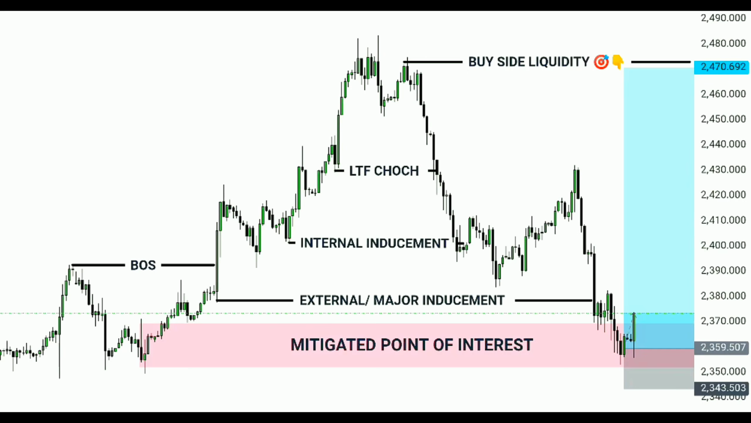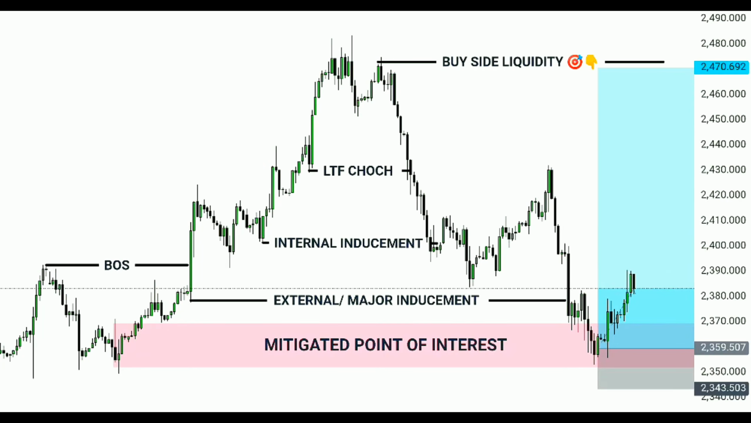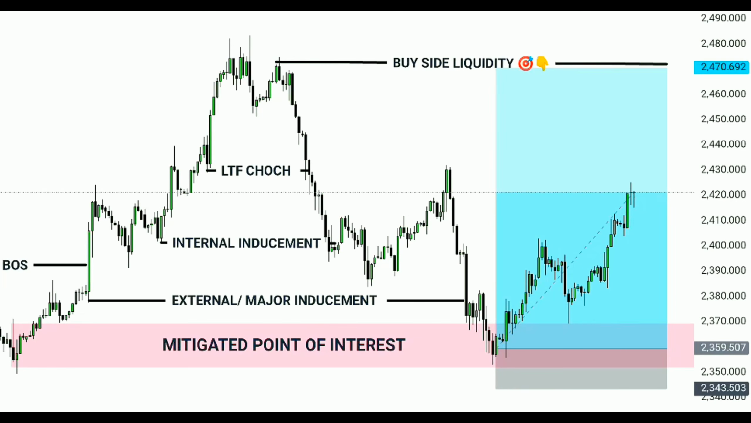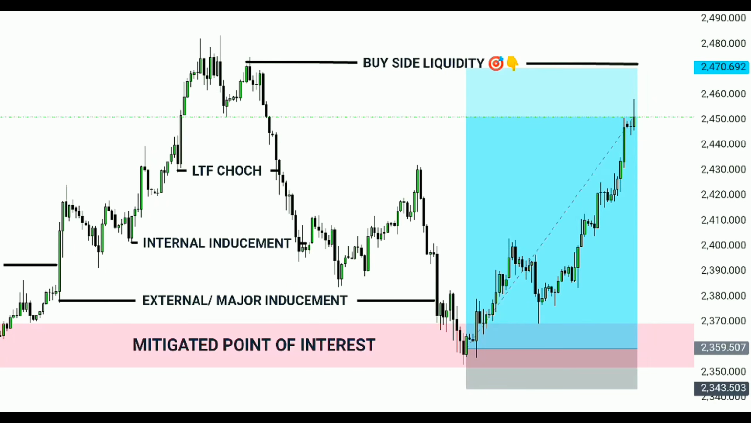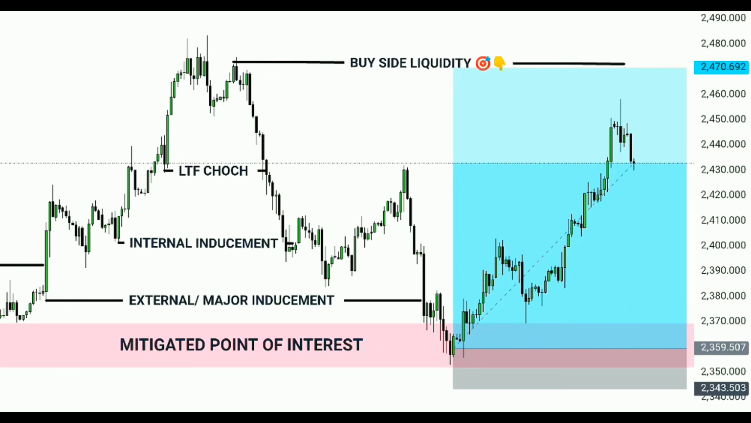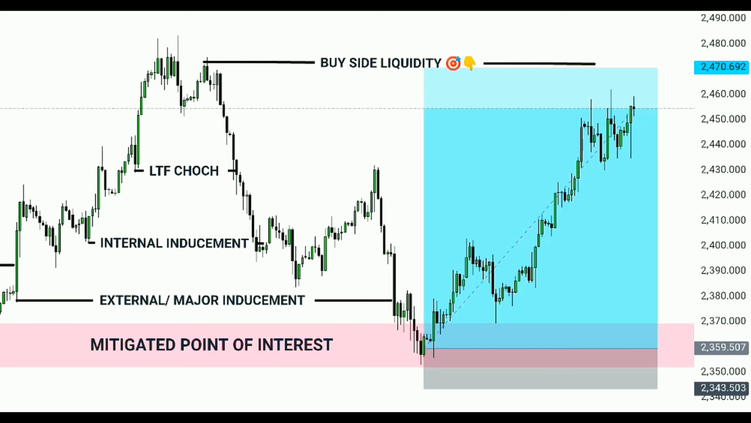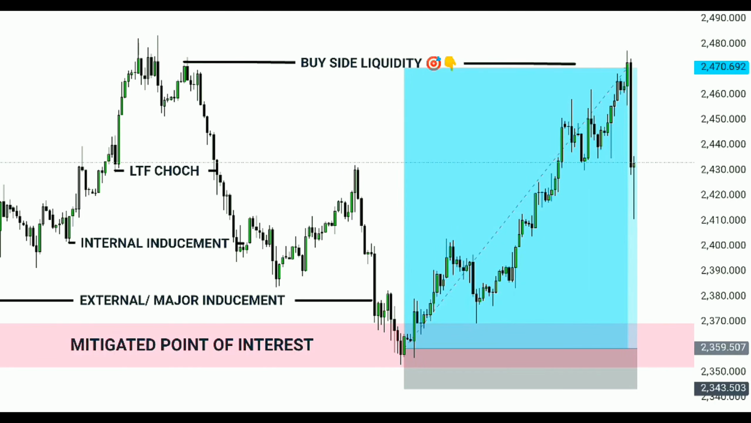The safest entry comes on a small pullback into the new demand area created by the bullish move. Stop loss should be placed below the recent swing low for protection. The target should be the buy-side liquidity at the equal highs, where many stop losses are resting. This is the simple execution model we follow on Follow Discount Trader. Enter at discount, wait for confirmation, and target liquidity. Stay patient, manage risk, and trade with structure, not emotions.